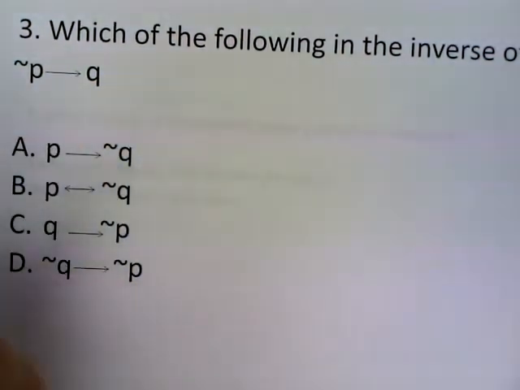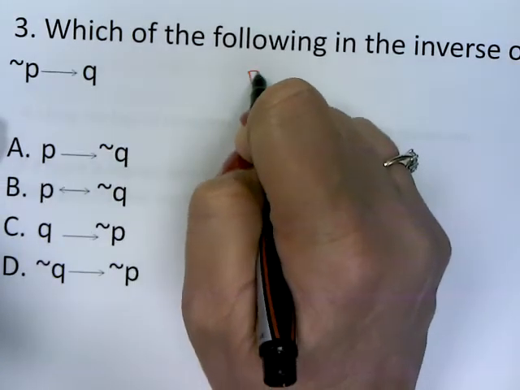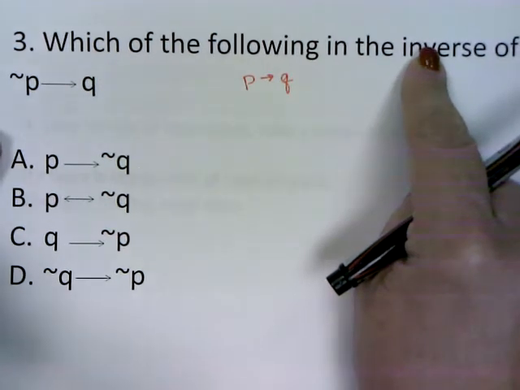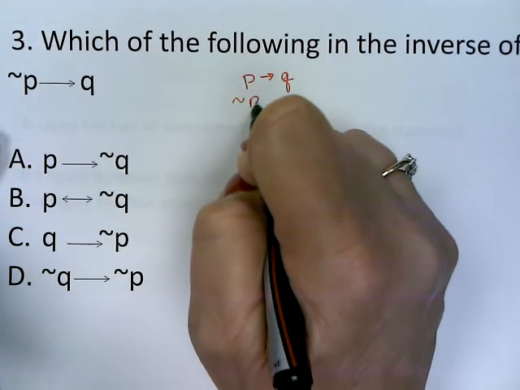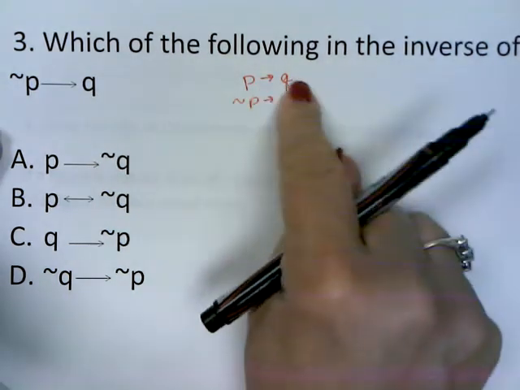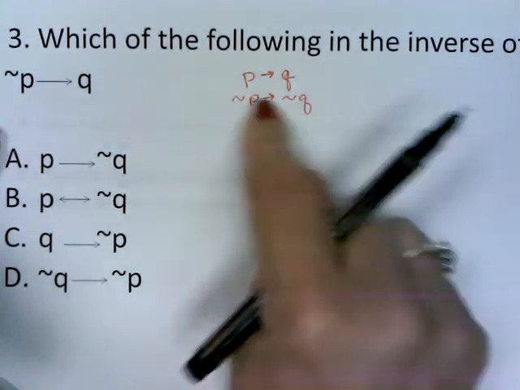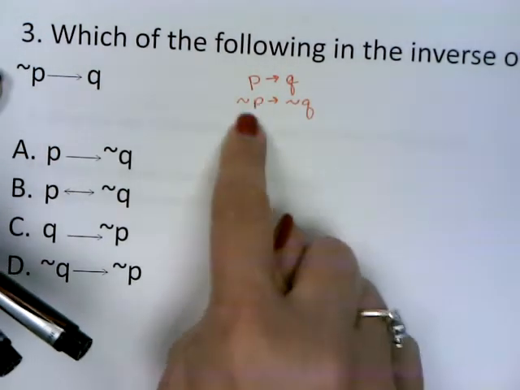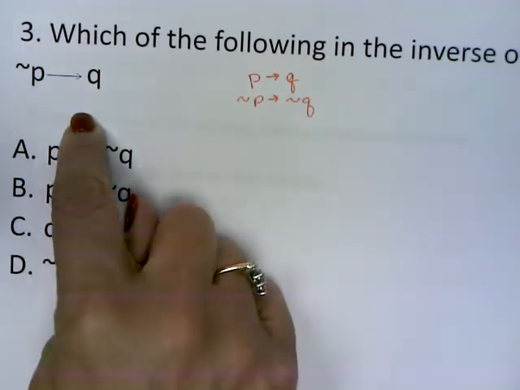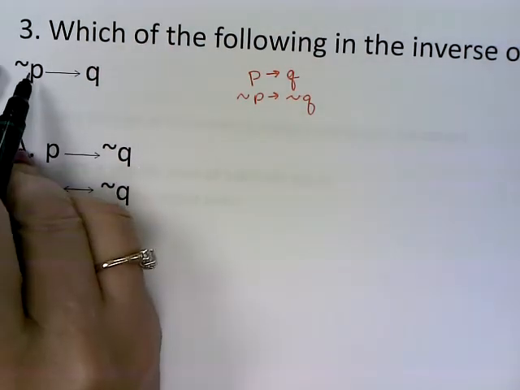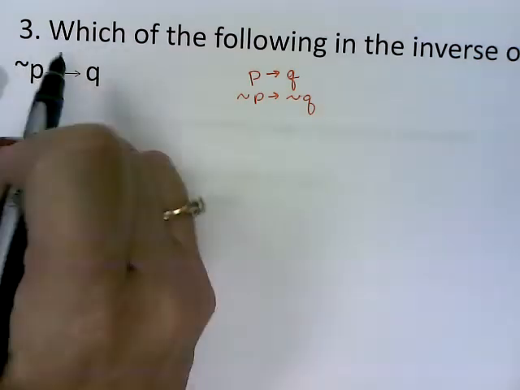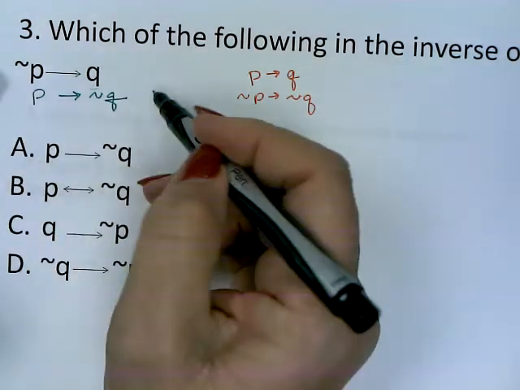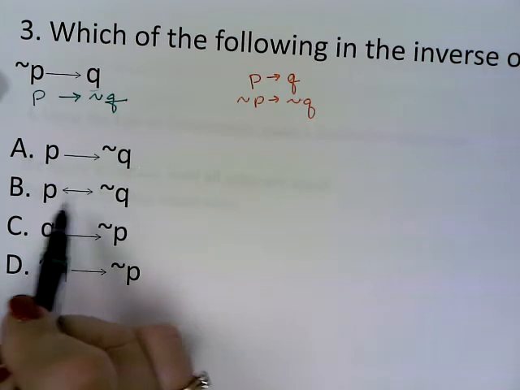First of all, if we have a plain old conditional statement, it is "if P, then Q." With a plain conditional statement, we know the inverse is "if not P, then not Q." It negates each piece. So if this is my new statement, "if not P, then Q," I'm going to negate each piece to make the inverse of this statement. So the inverse says "if P, then not Q."